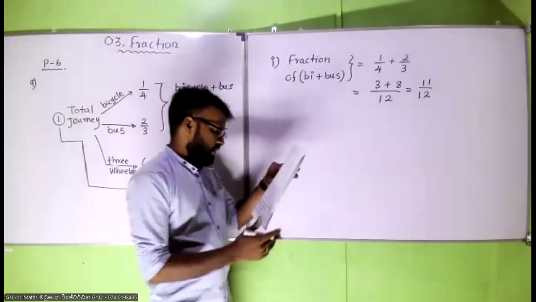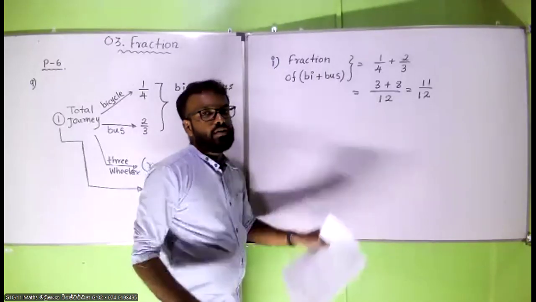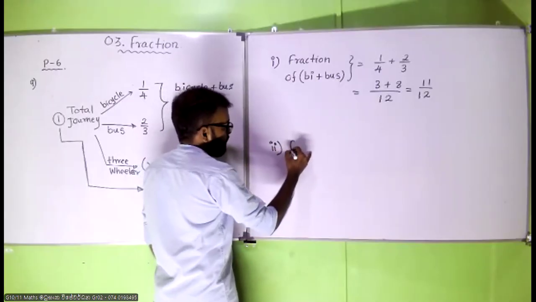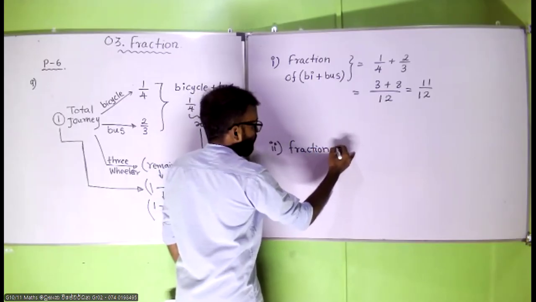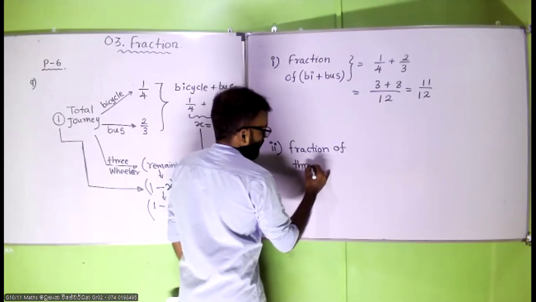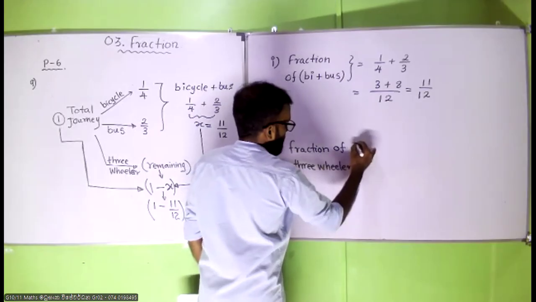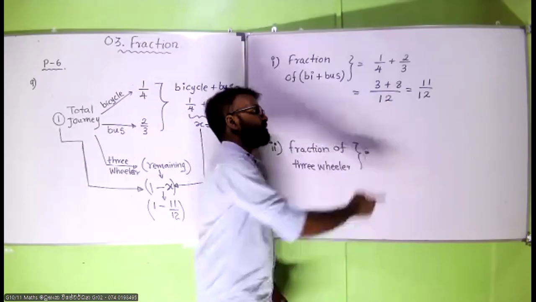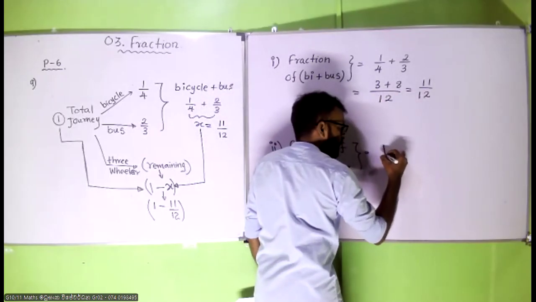So let's read the second question. What fraction of the whole journey remained for him to travel by the three-wheeler? Fraction of the journey by three-wheeler. Total journey minus this. The total journey you can take as 1.